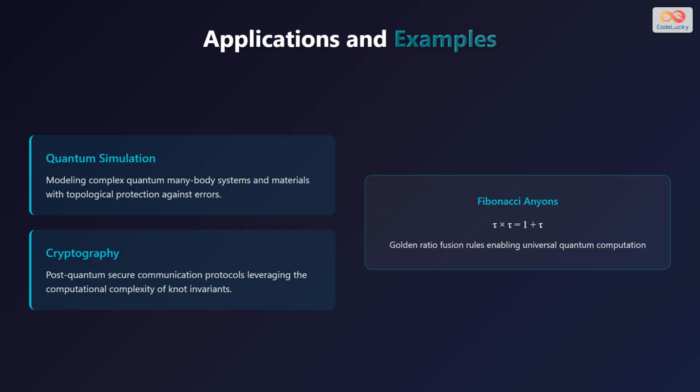An example of a system is the Fibonacci anyons. They follow the fusion rule: tau times tau equals 1 plus tau. These golden ratio fusion rules enable universal quantum computation.